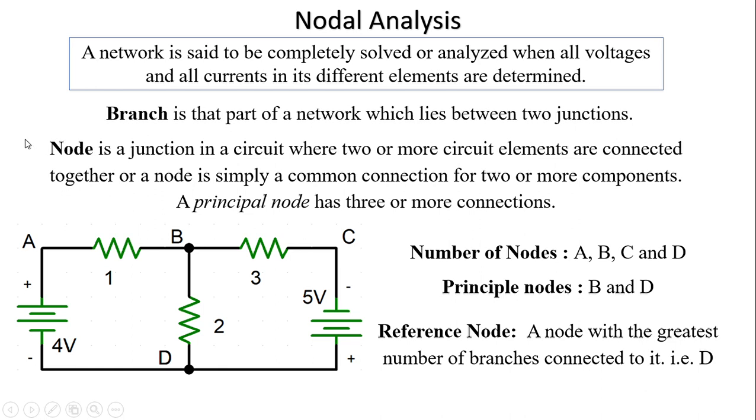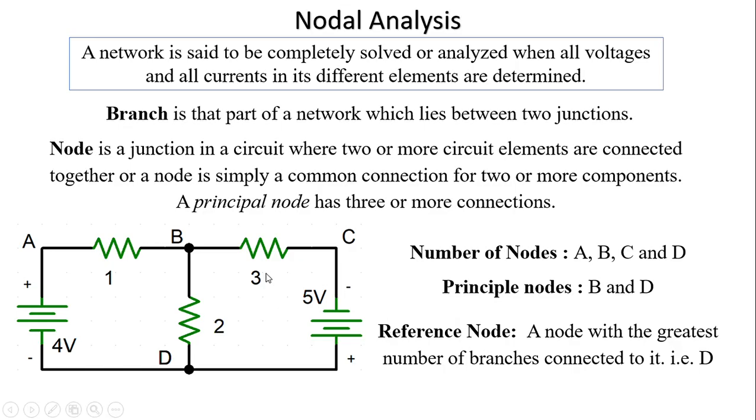Coming to the next definition, node. A node is a junction in a circuit where two or more circuit elements are connected together, or a node is simply a common junction for two or more components. And here you see the voltage source and the 1 ohm resistor are connected here. This is a node. A is a node, B is a node, C is a node, and D is a node. But among all these four nodes, A, B, C, D, the principal nodes are B and D, where a principal node has three or more connections, right?